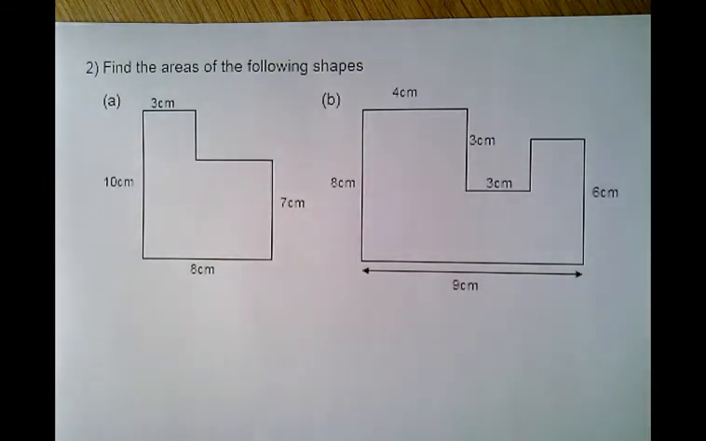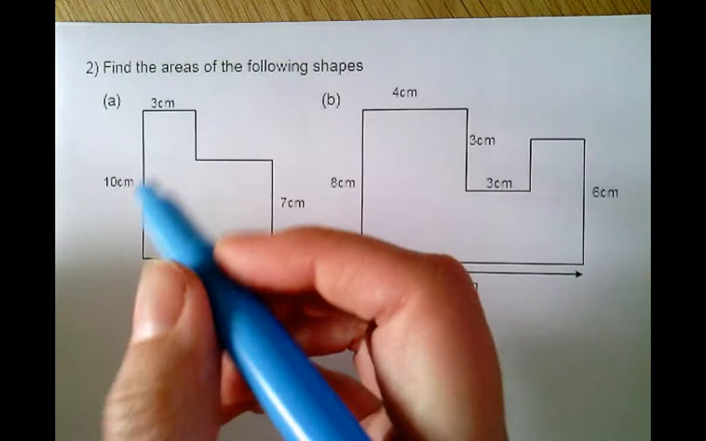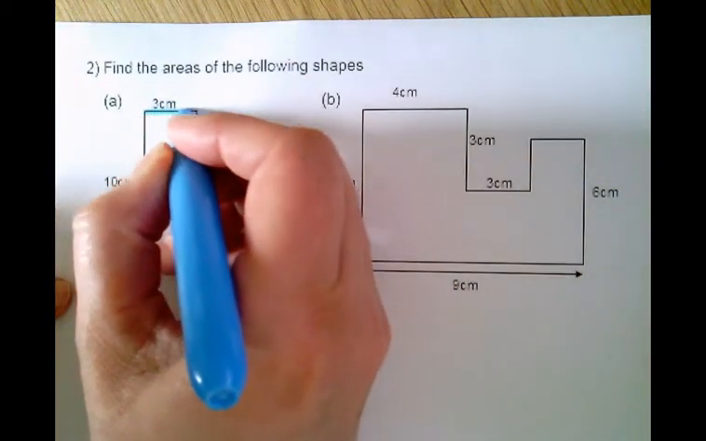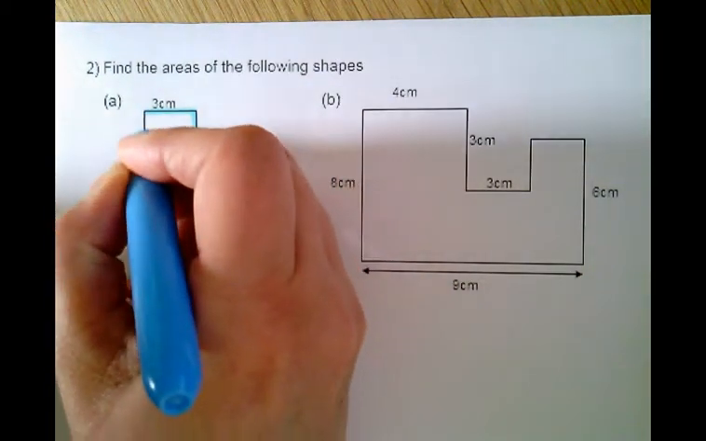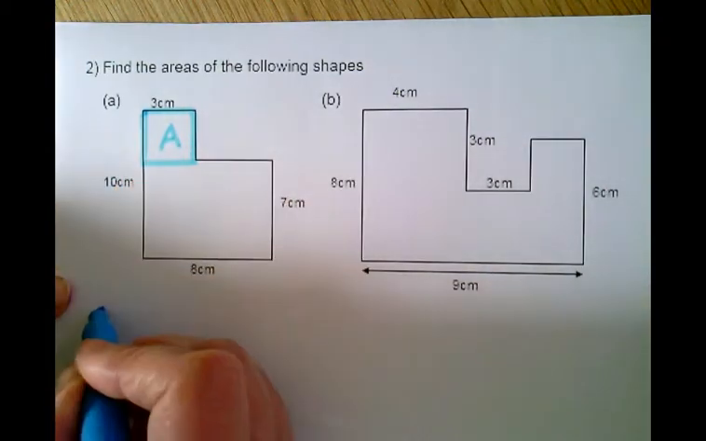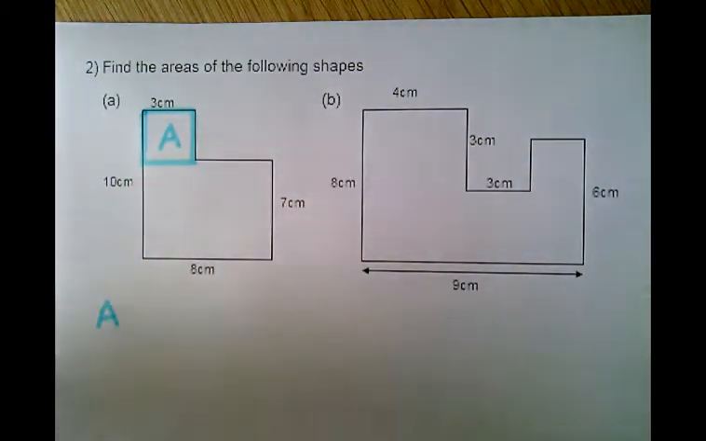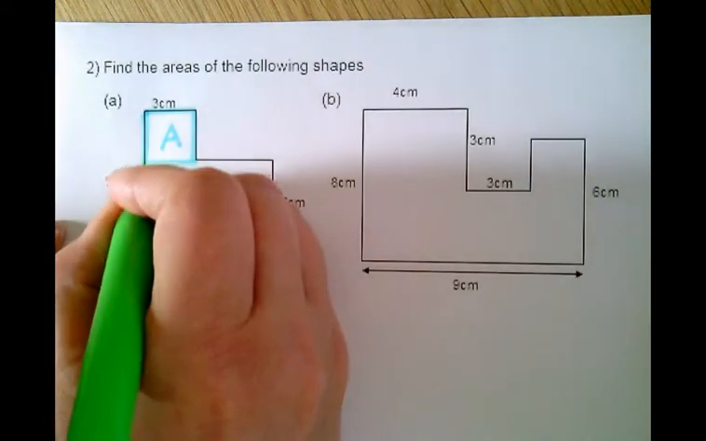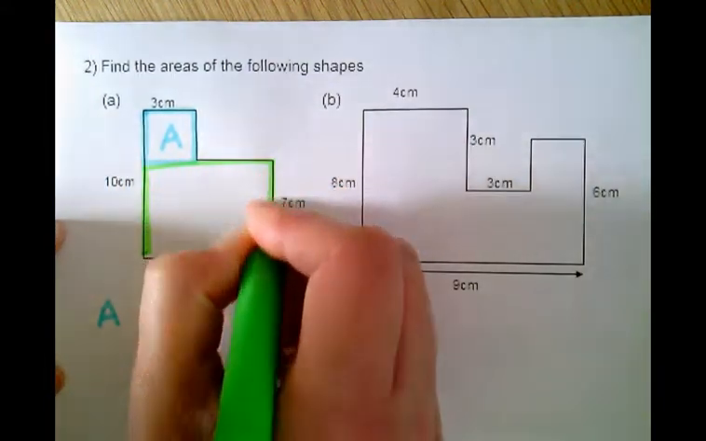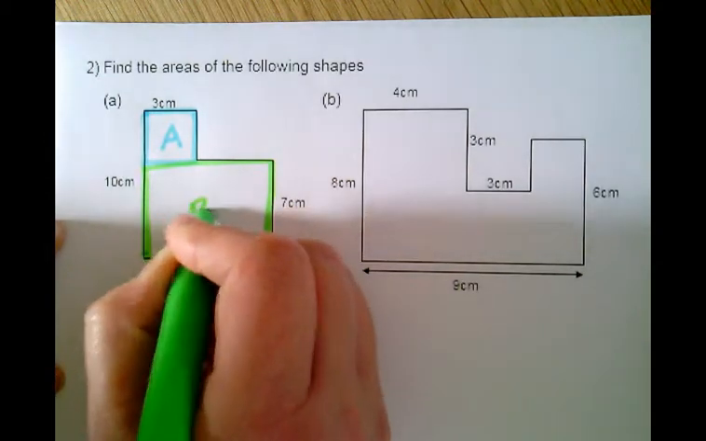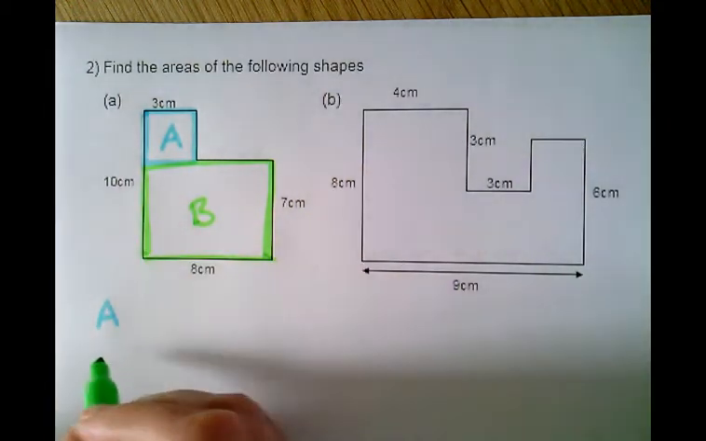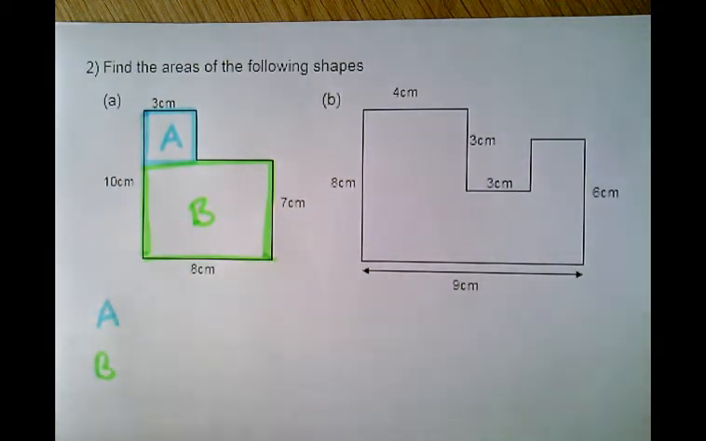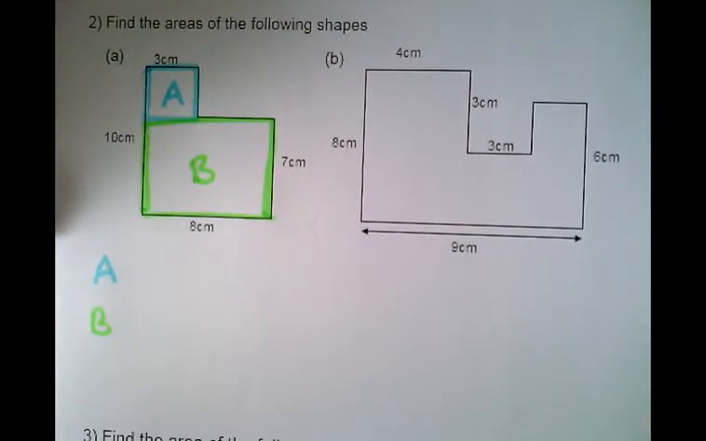It doesn't matter whether you split it up going across or going down. So for this one, I'm going to split it up going across like that, and I'm going to call that shape A. And then the other shape at the bottom, another rectangle, I'm going to label it shape B. If you label them A and B, then the examiner who's marking your paper will be able to see clearly where your answers are coming from.